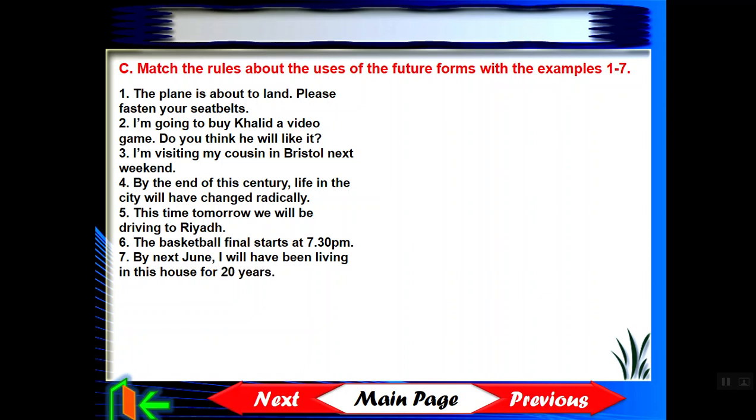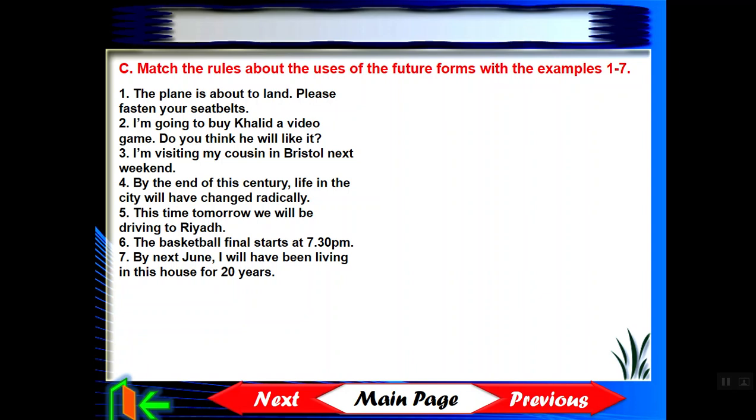Number 3, I'm visiting my cousin in Bristol next weekend. Bristol is a city in England, or you can maybe find it in another place in America. Number 4, by the end of this century, life in the city will have changed radically. Number 5, this time tomorrow, we will be driving to Riyadh. Number 6, the basketball final starts at 7:30 p.m. Number 7 and the last, by next June, I will have been living in this house for 20 years.